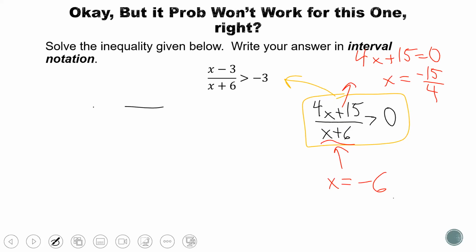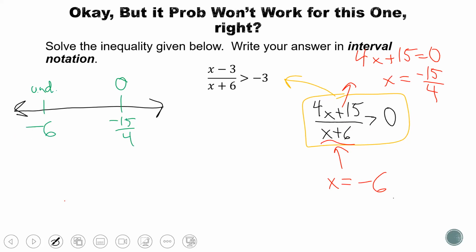So with those two now, let's go ahead and set up our number line. I'm going to mark these two values on here. Put the smaller one to the left, which in this case will be negative 6. Larger one to the right, negative 15 fourths, which is about the same as negative 3 and 3/4. And we know again at negative 6, this expression is undefined, since that makes the denominator equal 0. And at negative 15/4, it's equal to 0, since that makes the numerator equal 0.